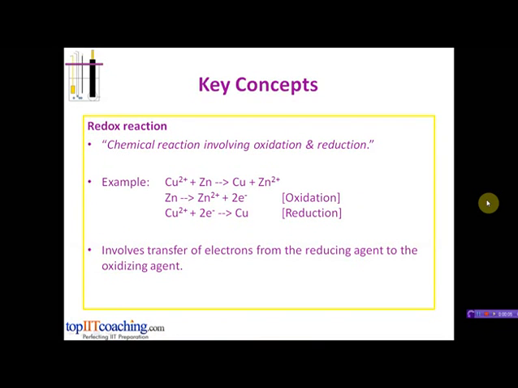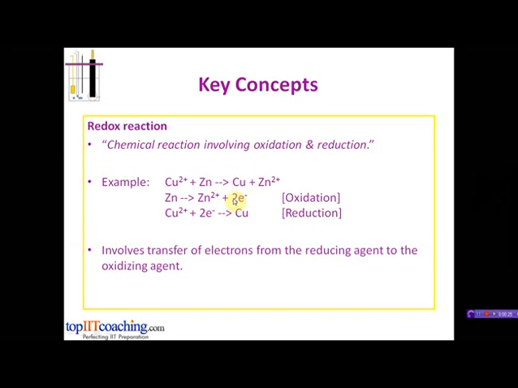Since oxidation and reduction are complementary processes, that means that if one of the species is getting oxidized, some other species is getting reduced with it. It gives us another term, redox reaction. So a redox reaction can be defined as a chemical reaction which involves oxidation and reduction.